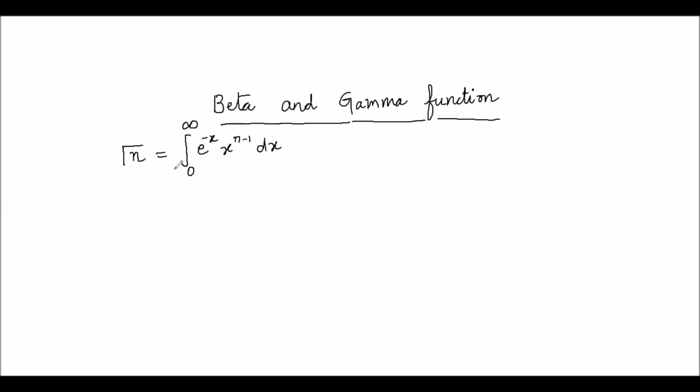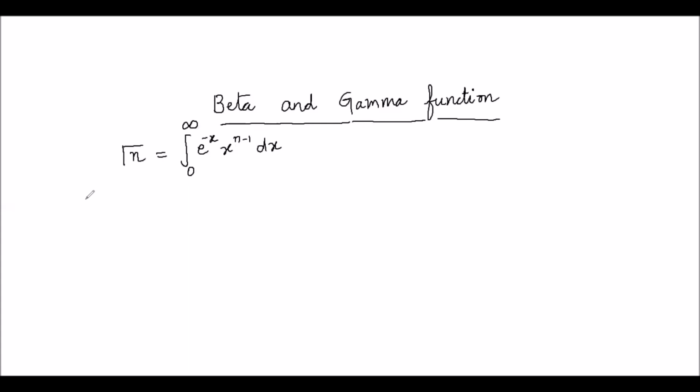This gamma function is not defined for the negative integers. We cannot find out the gamma of minus 1, minus 2, minus 3 because in that case, this definite integral will not exist. It will not be defined.